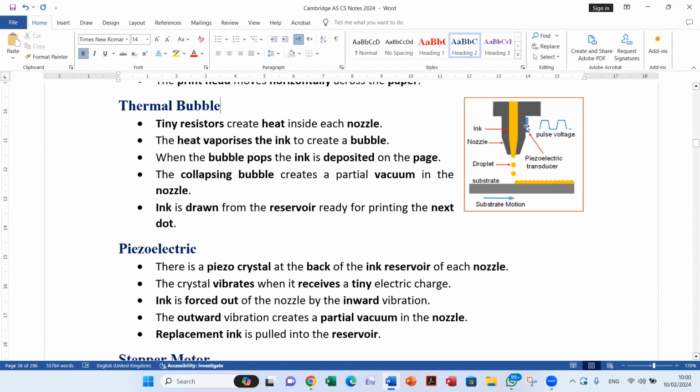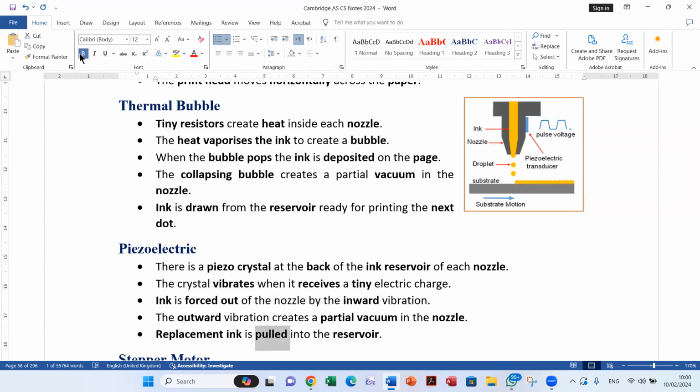It's something that vibrates when it receives a signal from the computer. So there is a piezo crystal at the back of the ink reservoir for each nozzle. The crystal vibrates when it receives a tiny electric charge. Ink is forced out of the nozzle by inward vibration. The outward vibration creates a partial vacuum in the nozzle. Replacement ink is pulled into the reservoir.